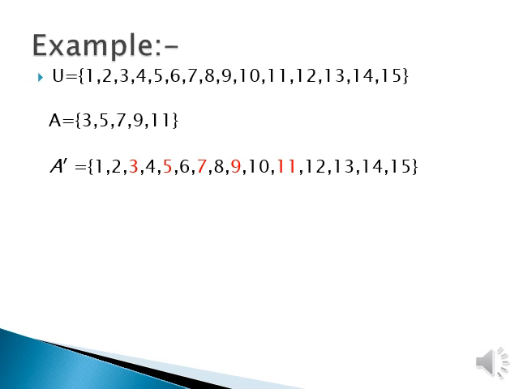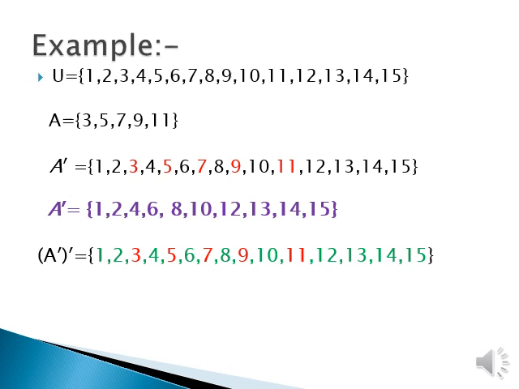Now these are all elements present in the universal set, but the elements in red color, that is 3, 5, 7, 9, 11, are present in set A. So we are not going to consider these elements. Therefore, the final elements will be 1, 2, 4, 6, 8, 10, 12, 13, 14 and 15. Now we have to find the complement of A complement. So now we are going to consider this A complement set. So, the complement of A complement.